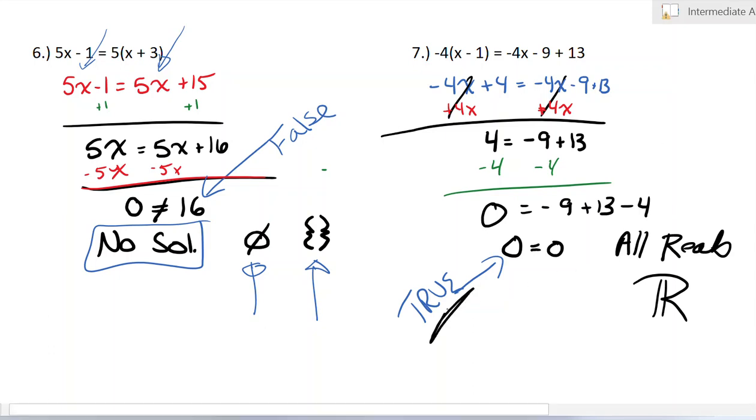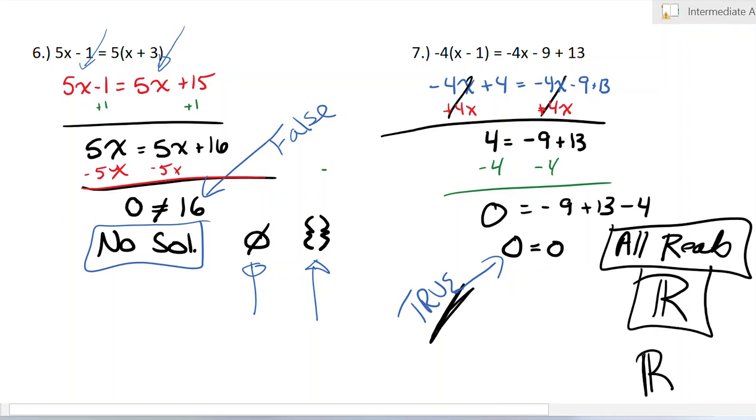So a true statement results in all real numbers, and I can write this as an R with a double line next to it.